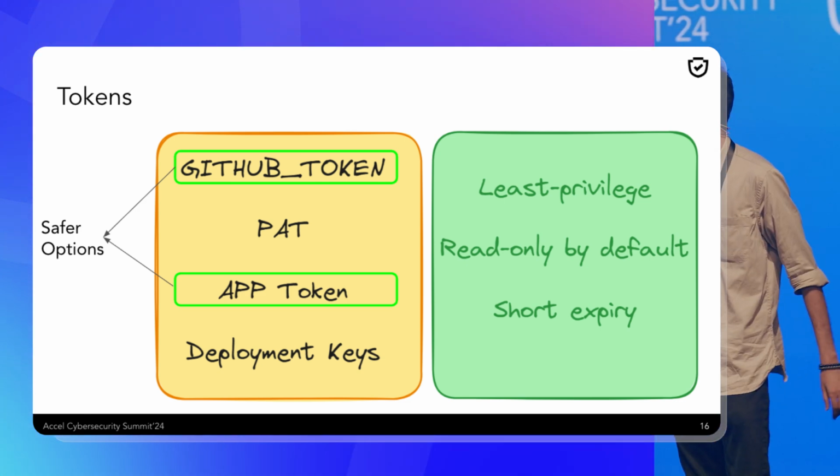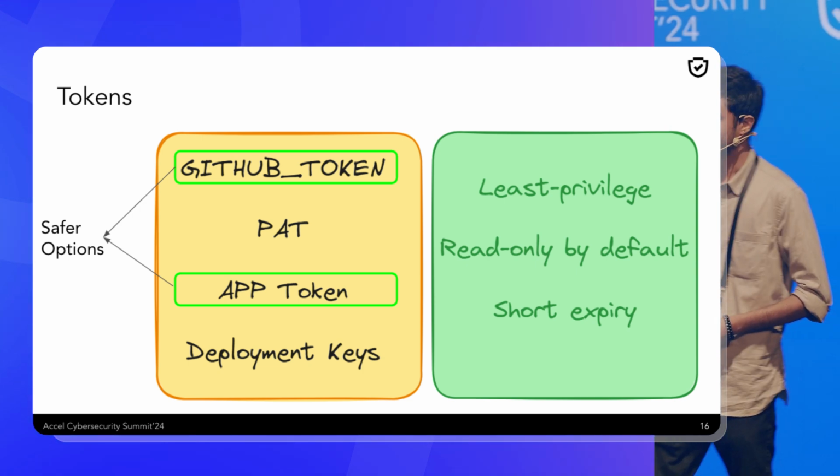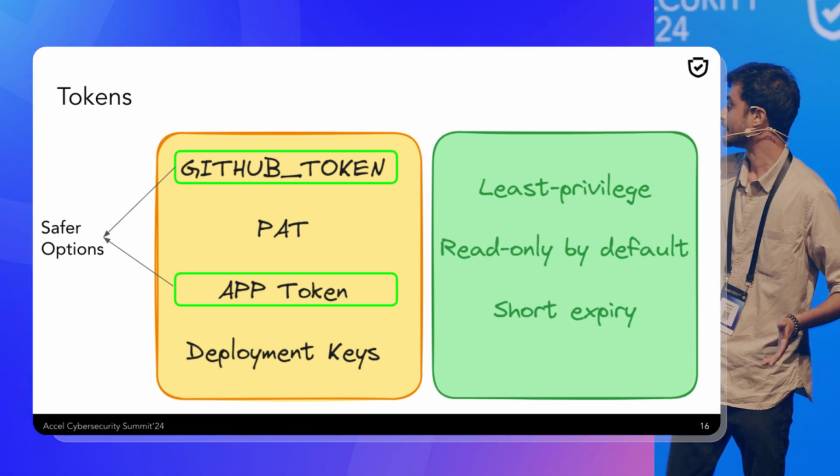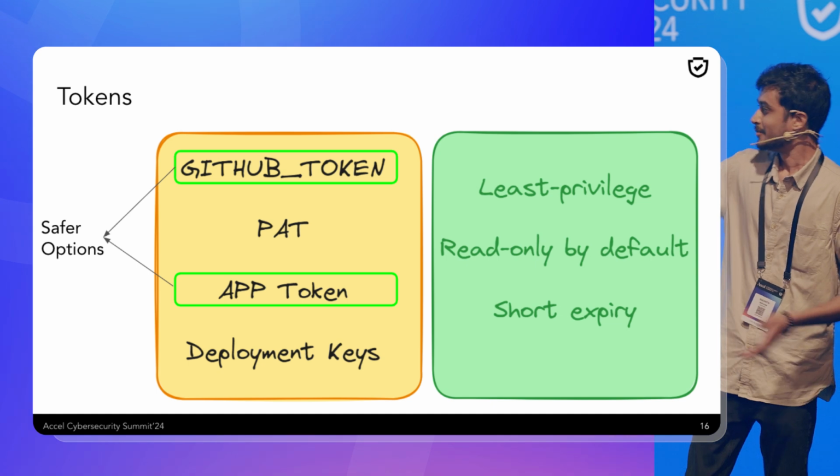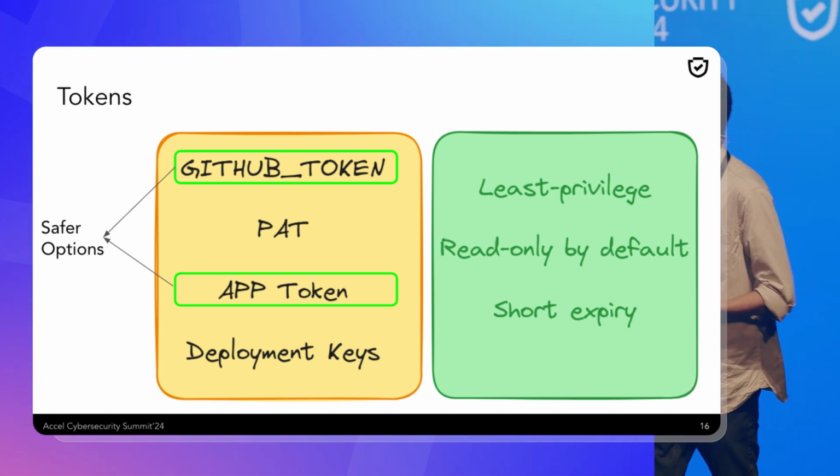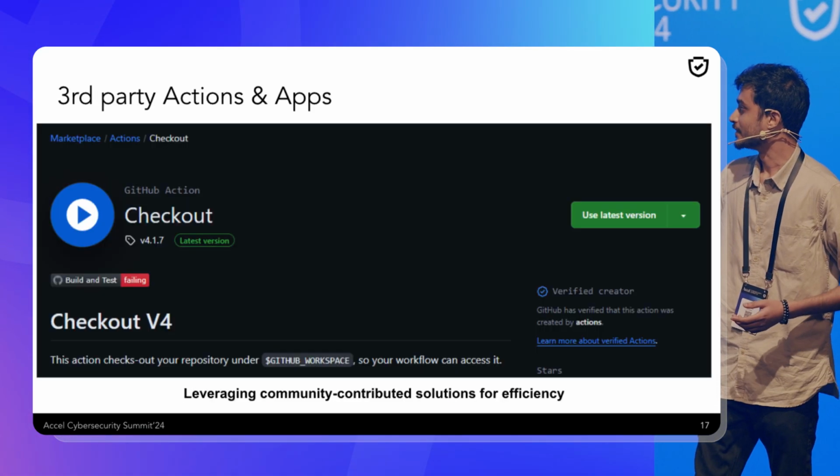For example, GitHub token is something that GitHub provides. That's pretty safe to use because it has a very limited scope and short expiry. Maybe if it helps, you can take a screenshot of this. I'm just going to move ahead.